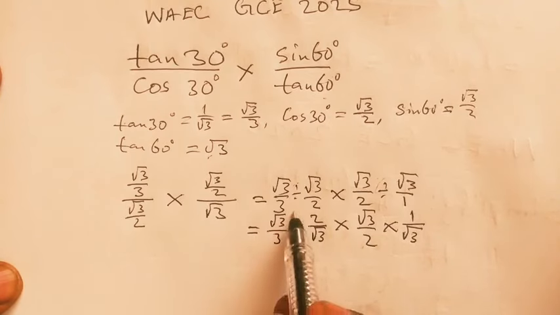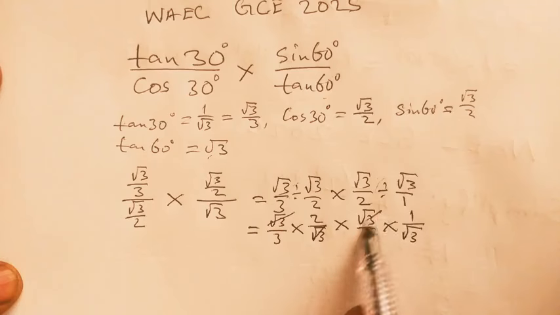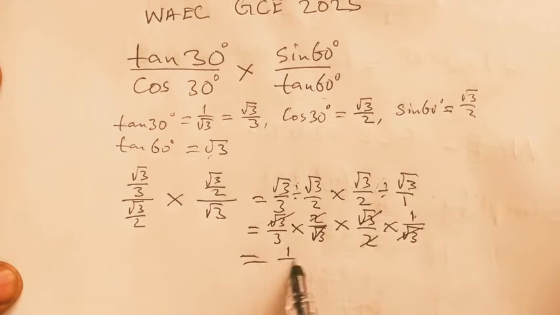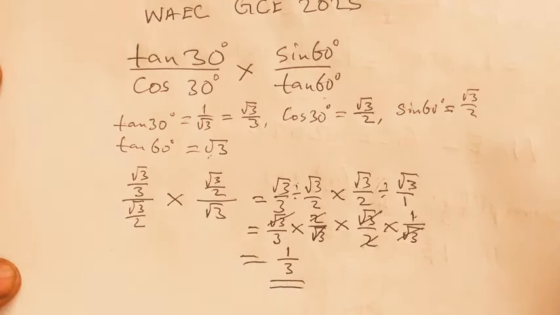So by implication, this will cancel this. This will also cancel this. Then these two will cancel these two. We are left with 1 from the numerator and 3 from the denominator. So this is how we evaluate this simple GCSE question.